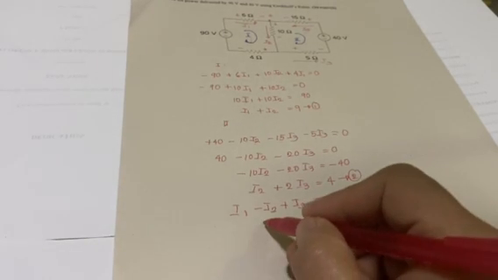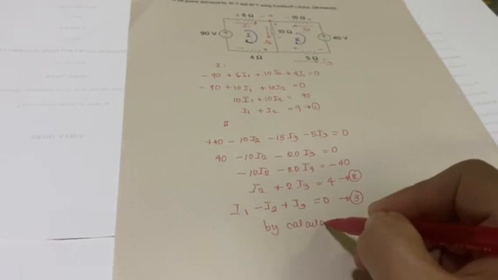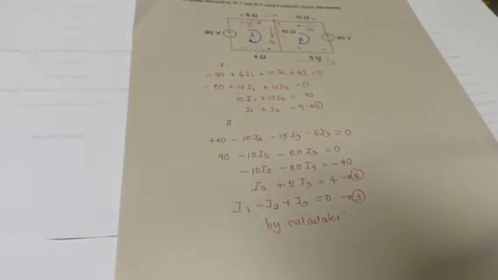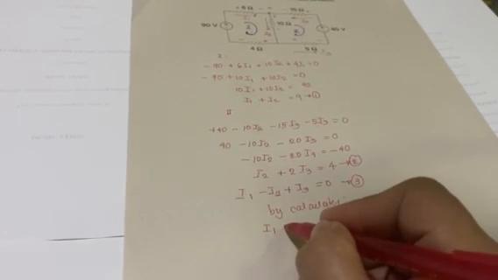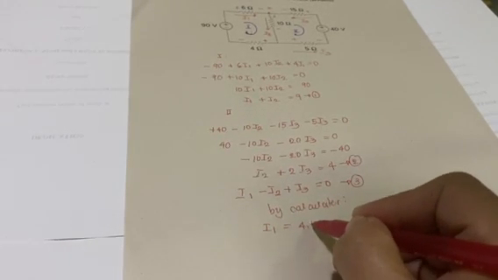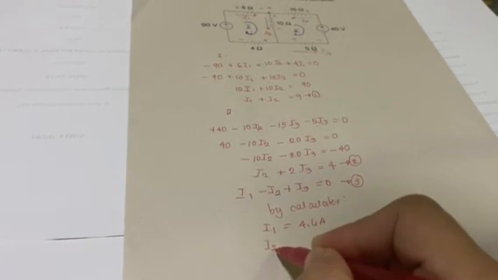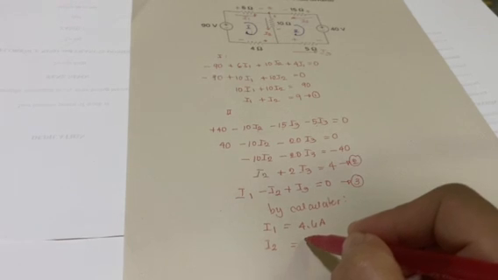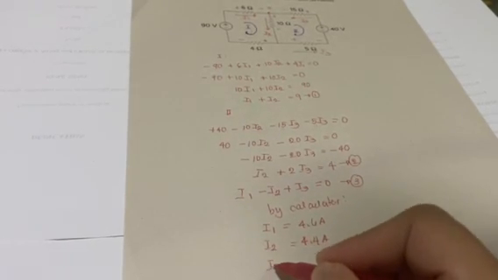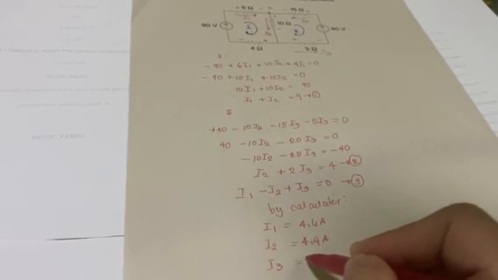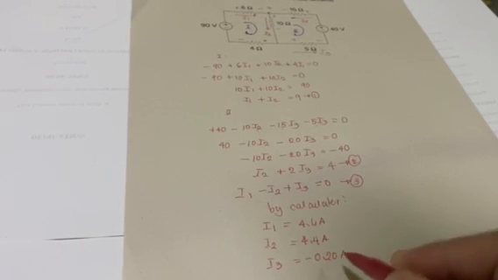By calculator, I got my I1 to be 4.6 amperes. My I2 is equivalent to 4.4 amperes. And my I3 to be negative 0.20 amperes.